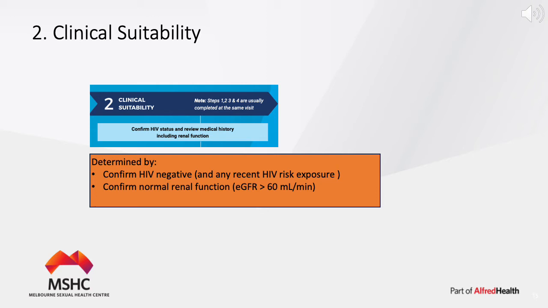Now, because there is a risk of the PrEP medication, tenofovir disoproxil, having an undesirable effect on the kidney, someone's baseline renal function should be greater than 60 mL per minute. So that makes someone who's HIV negative with a normal renal function clinically suitable for PrEP.